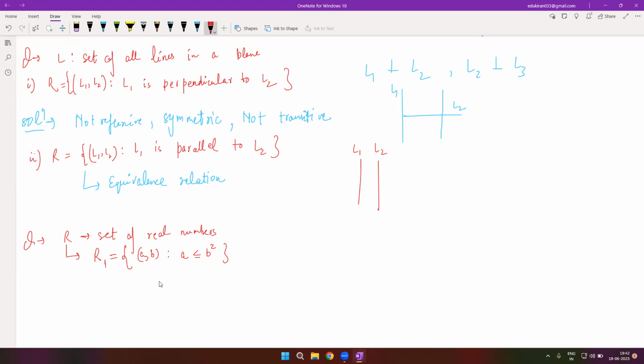So reflexivity के लिए क्या करना है? Change B with A: A less than or equal to A square. A less than or equal to A square. That will be the condition for reflexivity. Now consider it like this: कि एक number है, A is any number and that is less than or equal to its square. क्या ये हमेशा हर नंबर के लिए ट्रू है कि वो अपने स्क्वायर से छोटा ही होगा या उसके बराबर होगा?